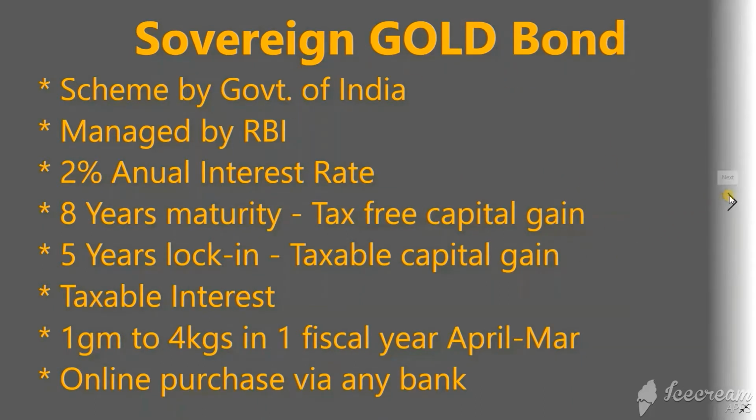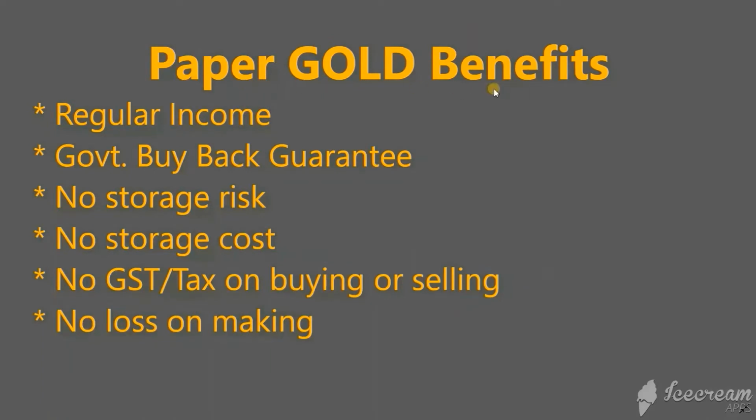Let's move further. Let us see some of the benefits of buying paper gold over the physical gold. Okay, so in case of paper gold, you are generating regular income, you are getting 2% annual interest. Now this is very important. There is a buyback guarantee from the government. If you are buying the physical gold, there is no guarantee you will be able to sell it. Especially there is no guarantee that you will be able to sell for the right price. But here the gold bond is exactly linked to the market price of the gold.